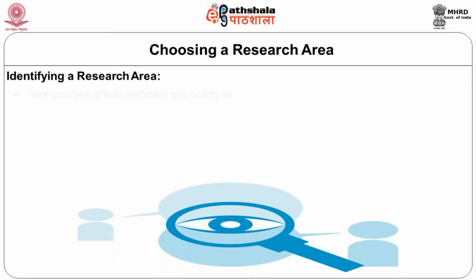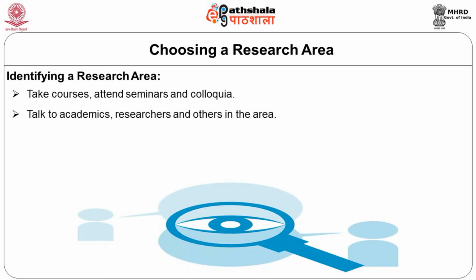Then comes identifying a research area. So once you consider your strengths and weaknesses, then you need to go and identify the appropriate research area. To identify a research area, first you need to do some amount of exercise, either by reading current literature, current research, and what are the latest happenings in terms of academic interest and academic research that has taken place over the past few decades or centuries, and then what has happened and what has been contributed. And then take courses, attend seminars and colloquia. By attending many courses, many seminars, you will also have the advantage of listening to people of wisdom, and then talk to academics, researchers, and others in the area.